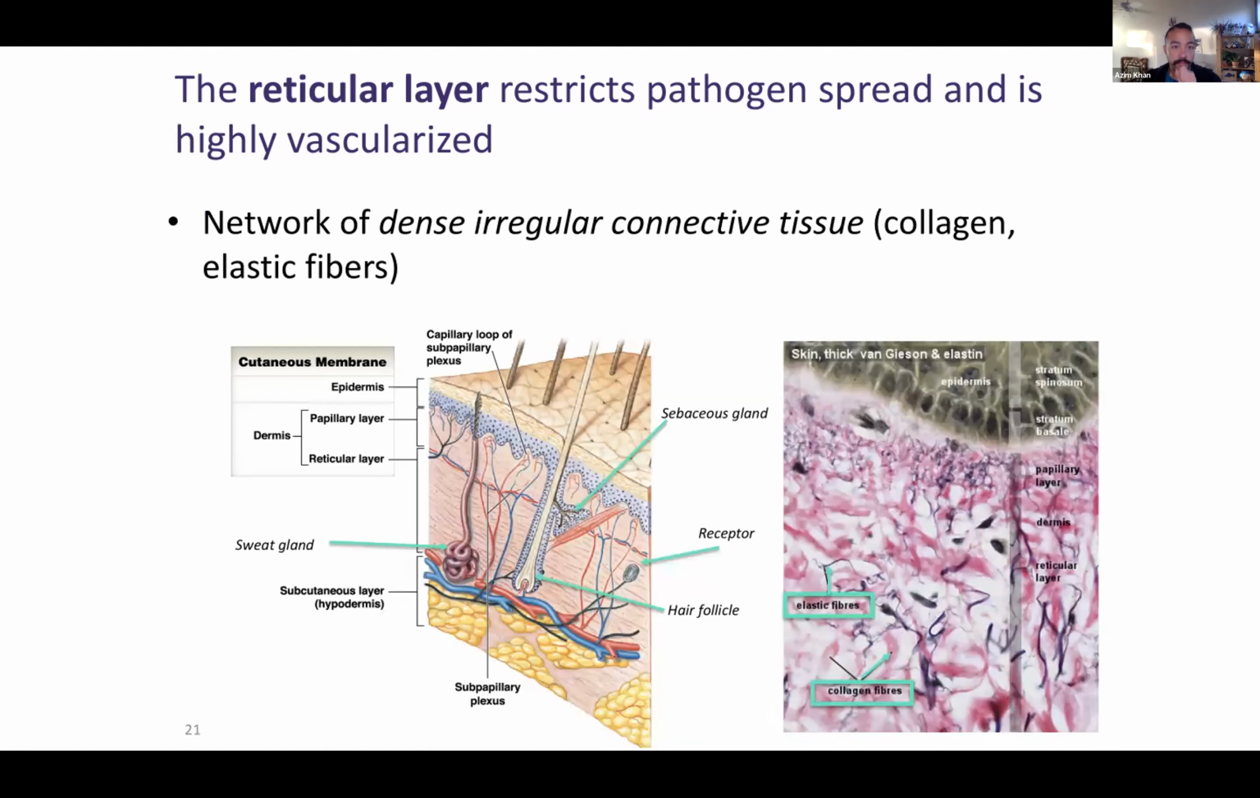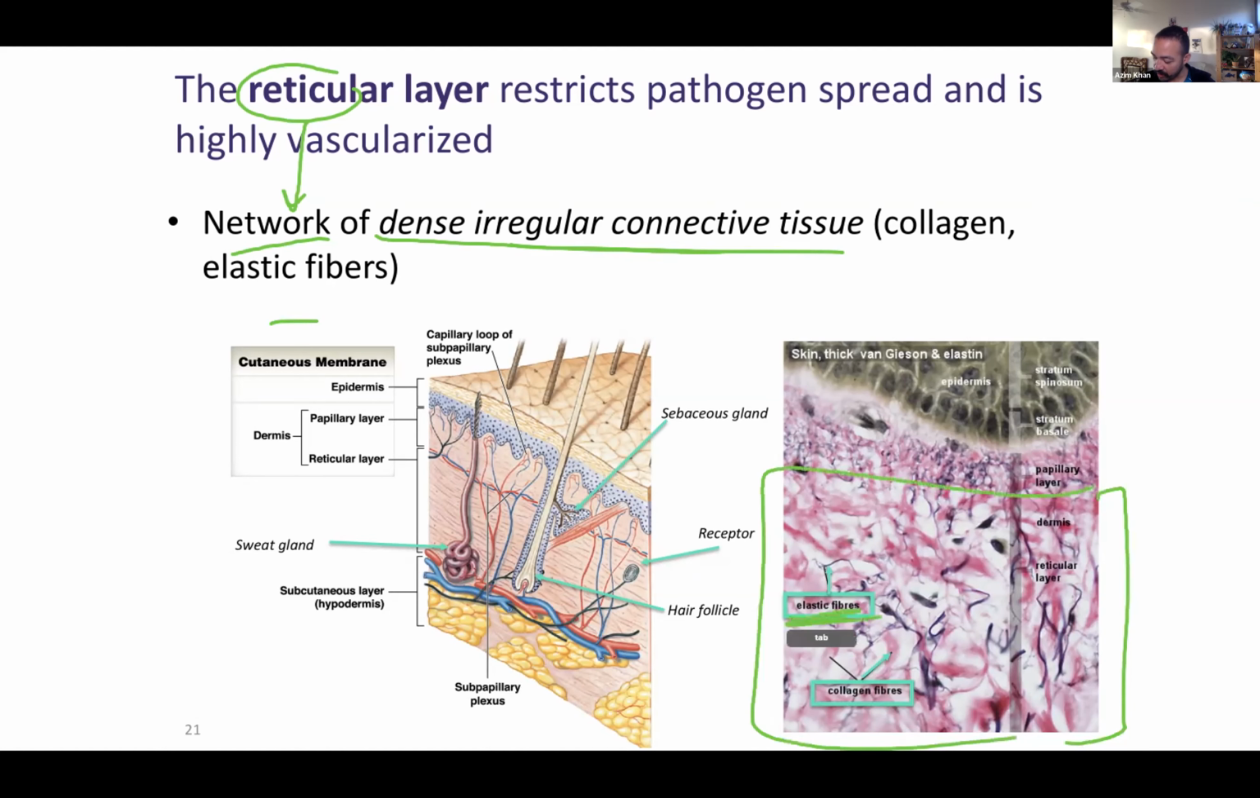The reticular layer, once again, has dense, irregular connective tissue. It does not have reticular connective tissue. It has dense, irregular. The word reticular is referring to a network of stuff, collagen and elastic fibers. Here's histology staining for those different fibers, elastic fibers and collagen fibers. You can find more blood vessels, you can find more nerves, and we can start to find glands. We'll talk about glands here in a second.